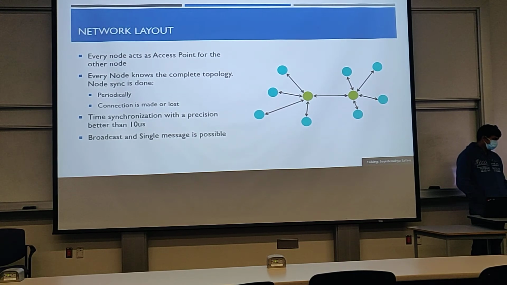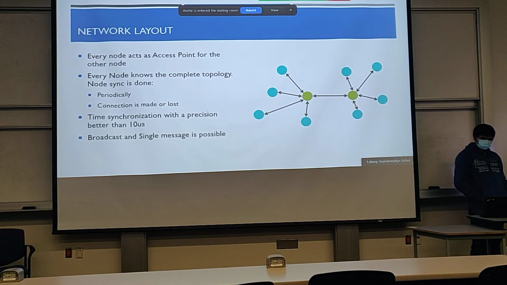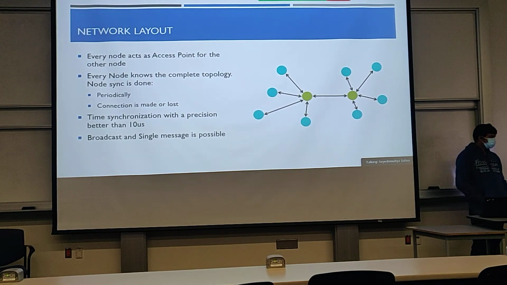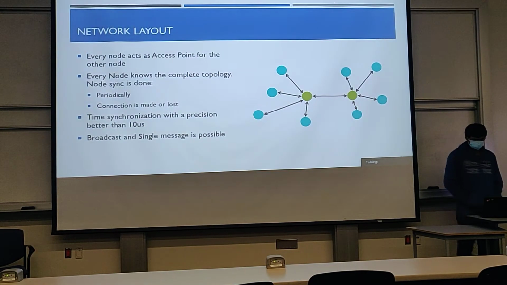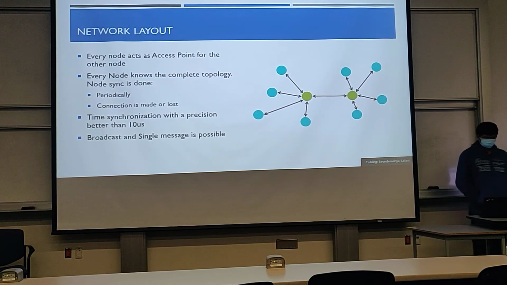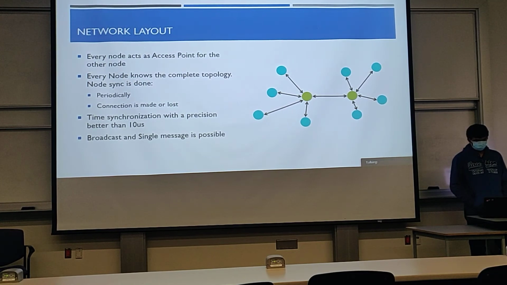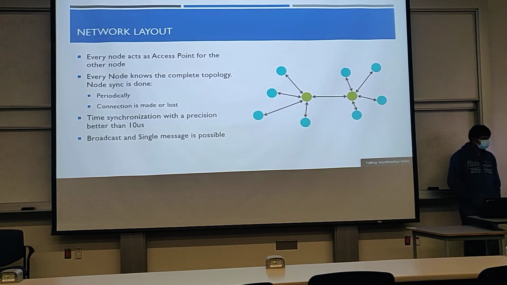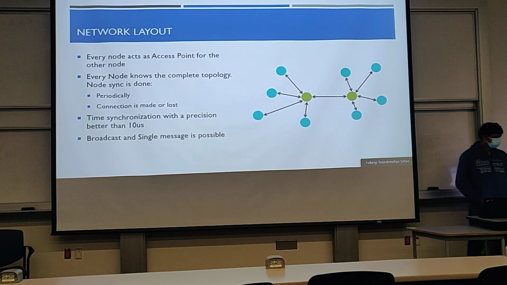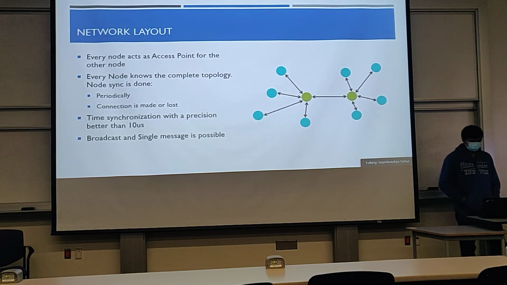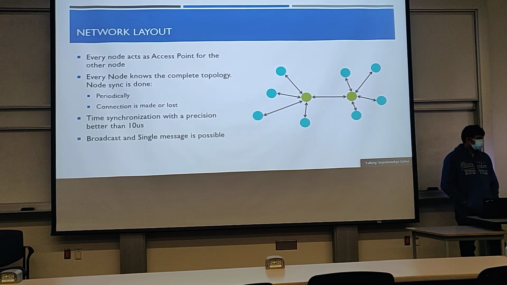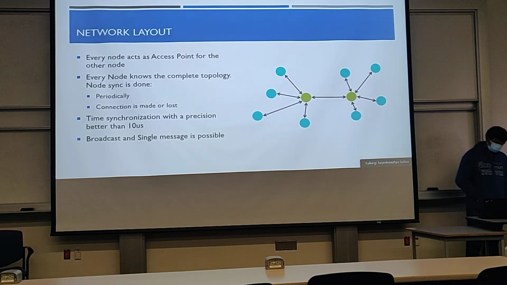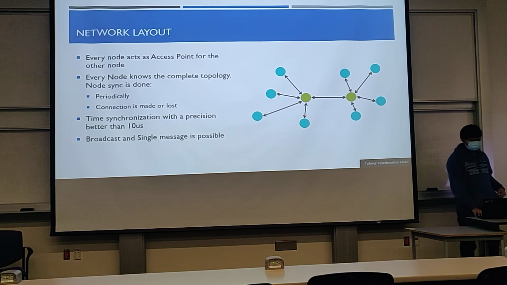So a bit more about the network layer. Every node acts as an access point for the other nodes to connect, and the other nodes can also connect to the access point of this node. In this topology, time is synced periodically, and also when the connections are made or lost, so that every node is up at the same time. It has a precision of 10 microseconds, and messages can be sent around in broadcast mode or as a single message addressed to a particular node.